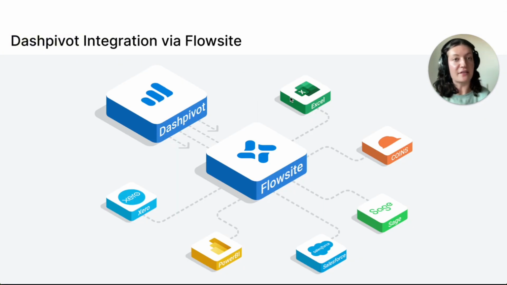Dashpivot can be used for many other use cases, and data can be synced to external tools such as SharePoint, Excel, and Power BI using our integration product Flowsite. With this, you can seamlessly transfer your permit data from Dashpivot to your preferred data storage or other tools.